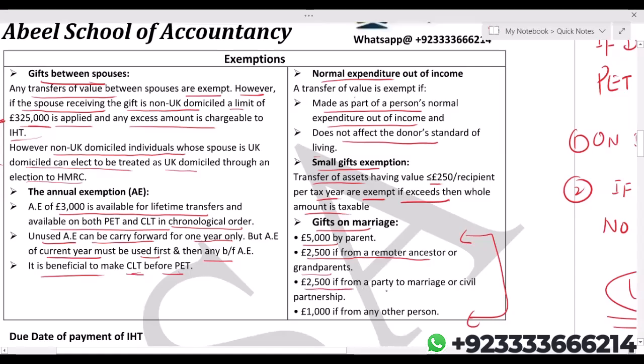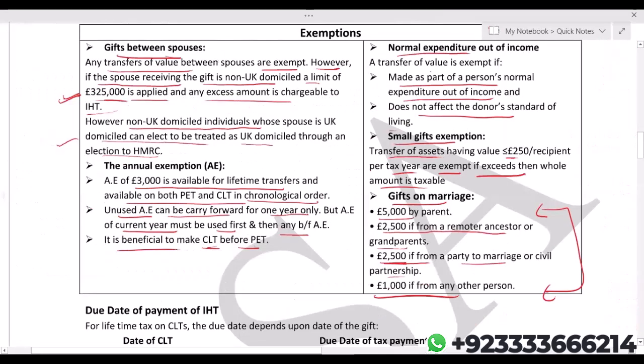£2,500 if from a party to the marriage or civil partner. Again, this is £2,500 for each. Husband to wife, wife to husband. £1,000 if from any other person. So please try to memorize these marriage gift exemption amounts.